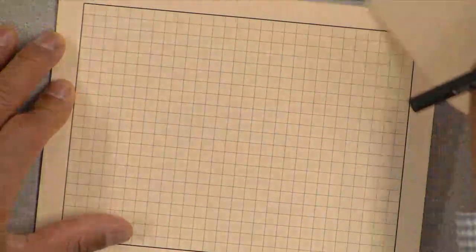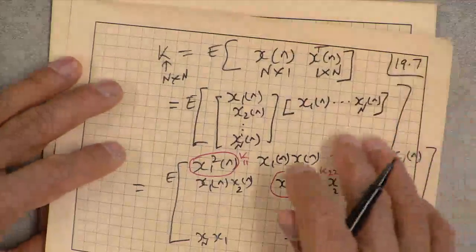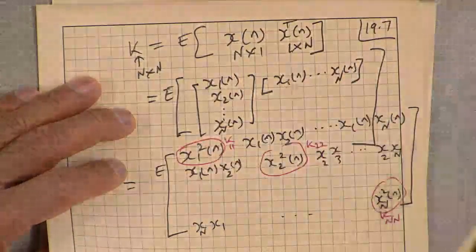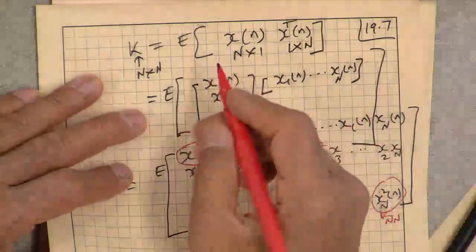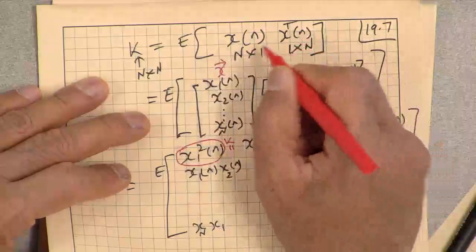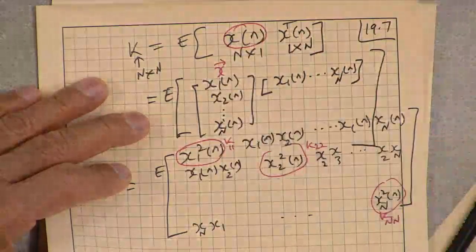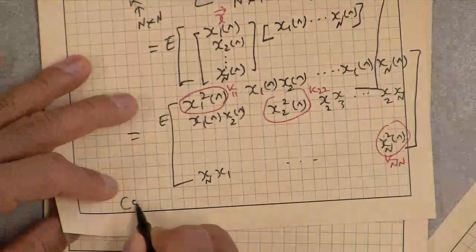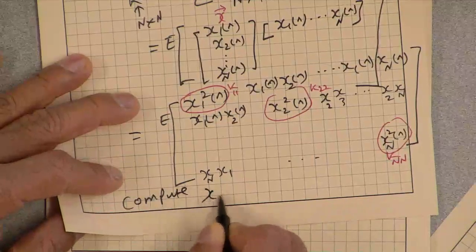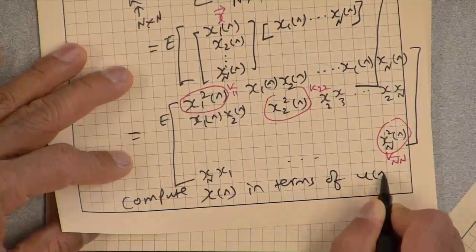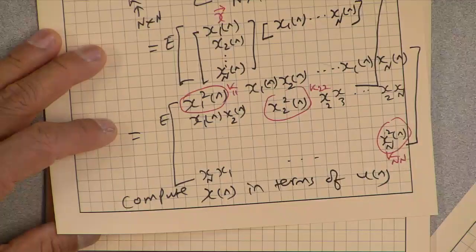Then we can substitute that to compute the expected value of x x transpose, so we can compute that quantity. Once we have x n, this is the vector x n, and then its transpose. So I need to compute an expression for x n in terms of u n by transfer function analysis.